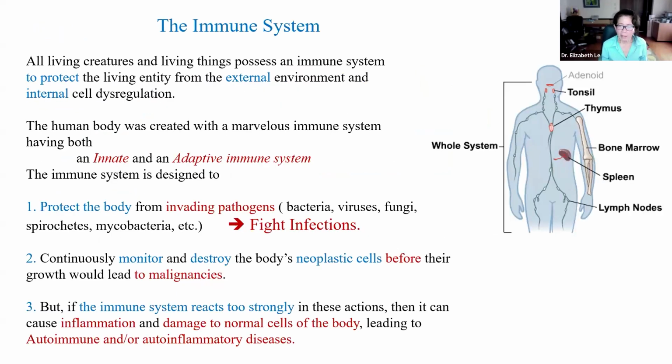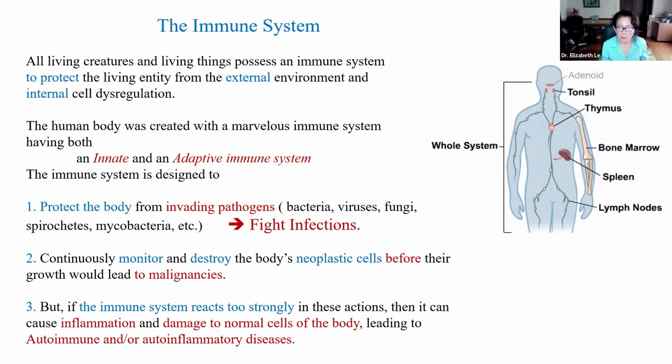Okay, before we dive into an analysis, let's do a real quick overview of the immune system, because this slide is so important in analysis of differential cases. All living creatures and living things possess an immune system to protect the living entity from an external environment and internal cell dysregulation. In particular, we're studying the human body.